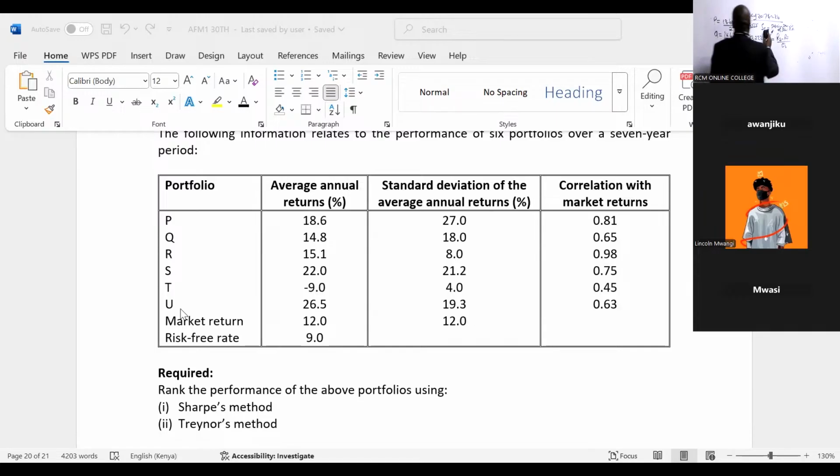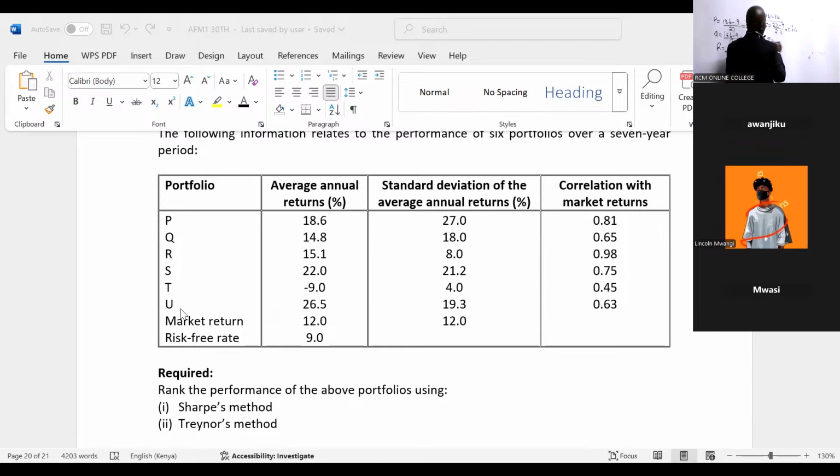After R, we have S. I'm able to see the return of S. The return of S, ladies and gentlemen, is 22, minus risk-free, which is 9, to get the premium, divided by the standard deviation of S, which is 21.2. Which then ended up giving you what figure? 0.613.